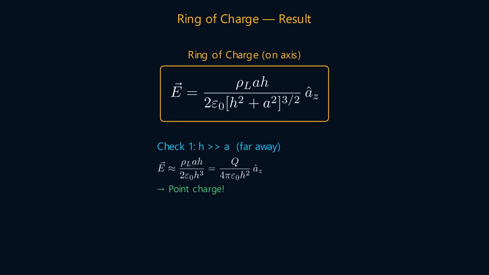Two important checks. When h is much larger than a, the ring looks like a point charge, and indeed the formula reduces to q over 4πε0h squared. And when h equals 0, at the center of the ring, the field is 0, as symmetry demands.